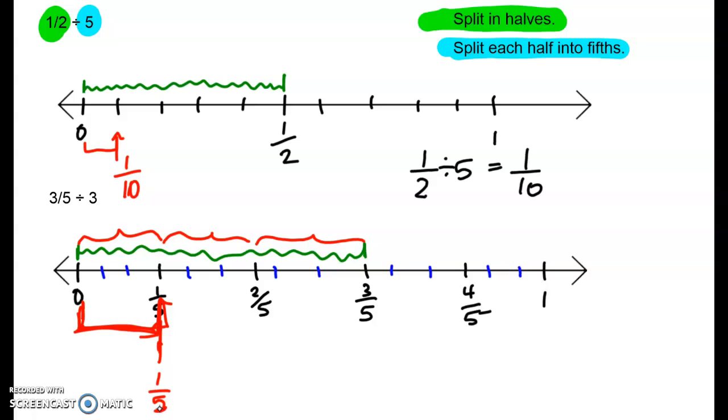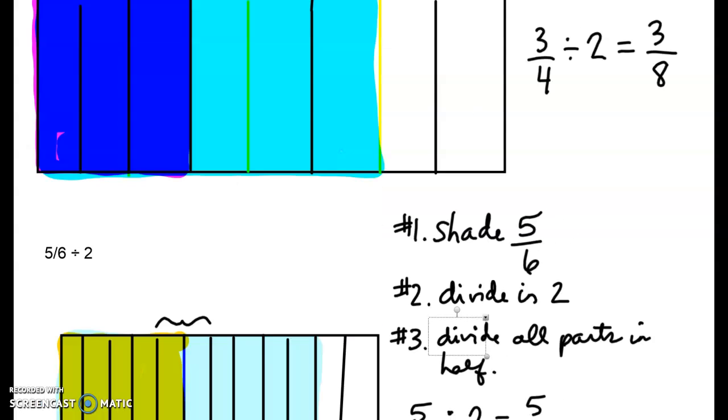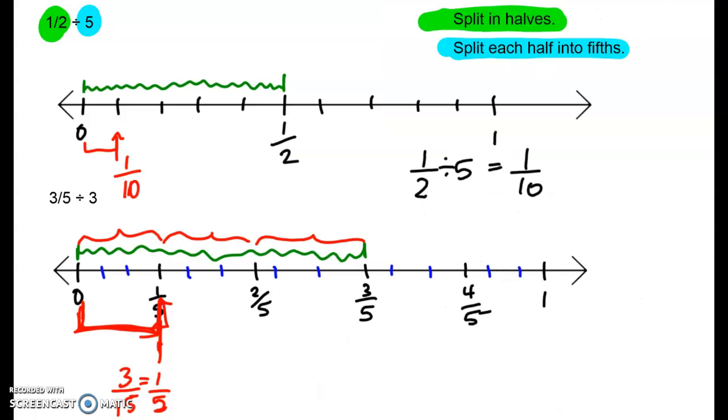Now that works out nicely right on the black line. But if I wanted to use the small ticks, which sometimes I have to use, that would be 1, 2, 3 out of 1, 2, 3, 4, 5, 6, 7, 8, 9, 10, 11, 12, 13, 14, 15. Yeah, so you can see that 1/5 is already the reduced answer. All right, so we can use these fraction strips or area models to represent fractions divided by whole numbers. Or we can use these number lines.